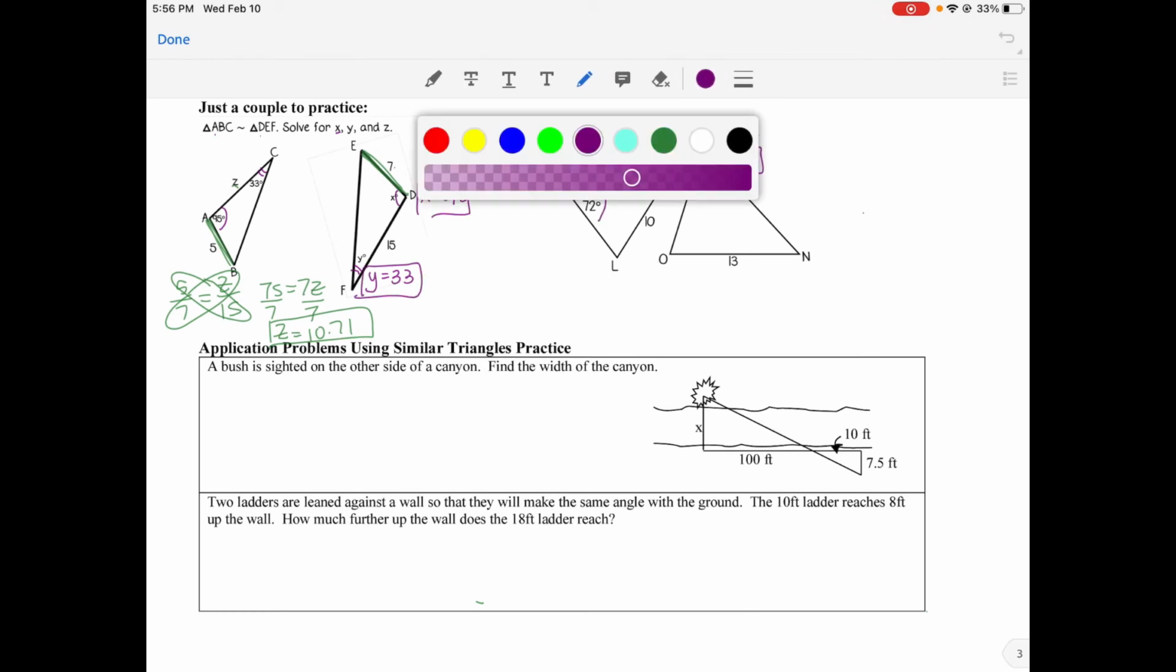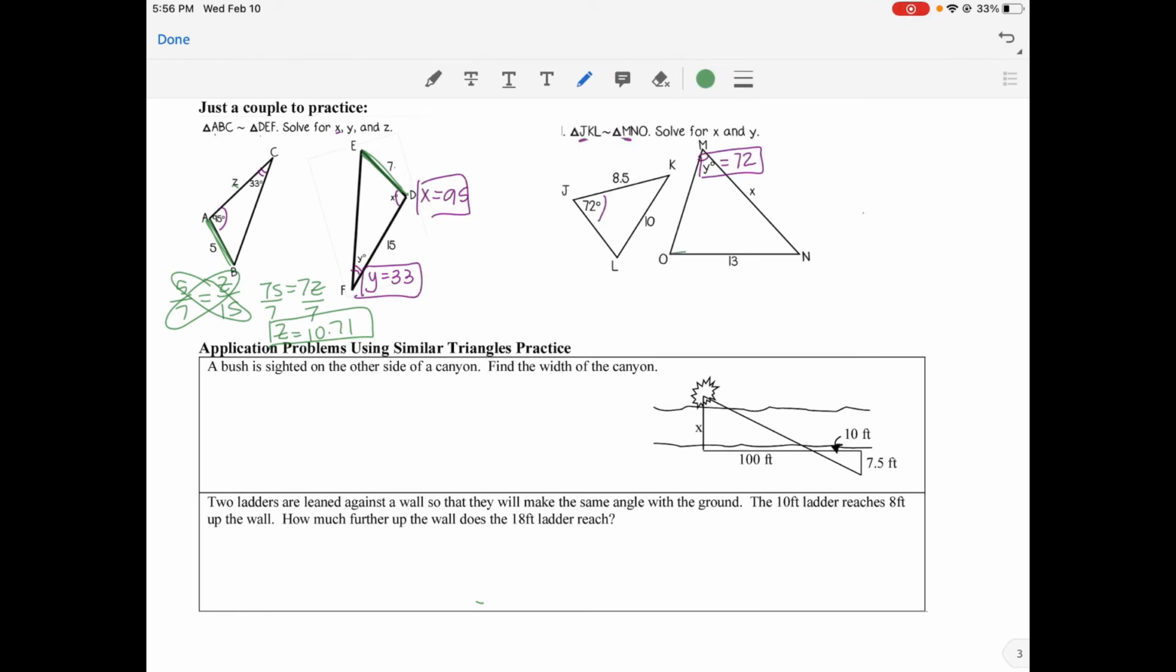Okay, to look at your sides now, NO corresponds with KL. So these two sides correspond. So once again, you could say, well, 10 times what gives me 13, say something like, hey, this is a scale factor of 1.3, so I can do 8.5 times 1.3. And that totally works, but you'll notice that these scale factors just aren't quite as nice.